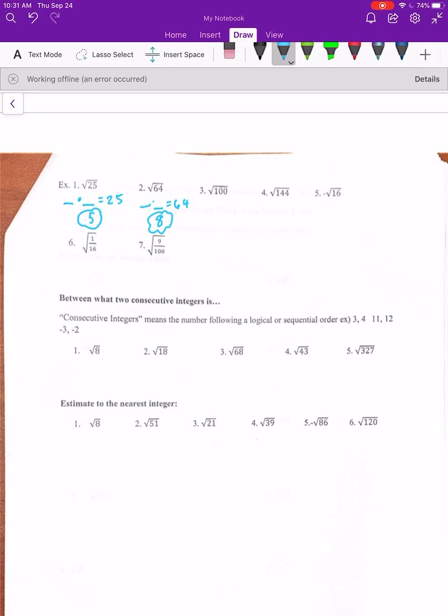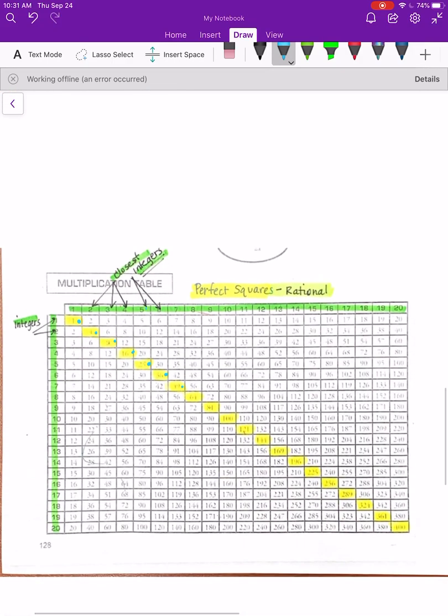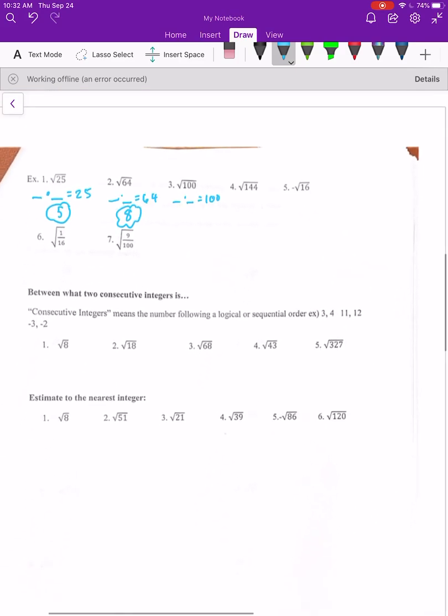Okay, so same thing, 100. What times what equals 100? And it's got to be the same number because that's what square roots are. So 100, find 100. Here it is. Trace it up, and it's 10. All right. Give you a second, pause the video, do the next two real quick.